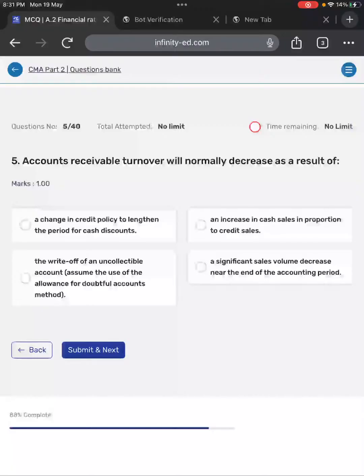Now question number 5. Accounts receivable turnover, meaning debtors turnover, that is credit sales divided by average debtors, will normally decrease as a result of a change in credit policy, length of credit period. The first option is correct, no need to change the others.